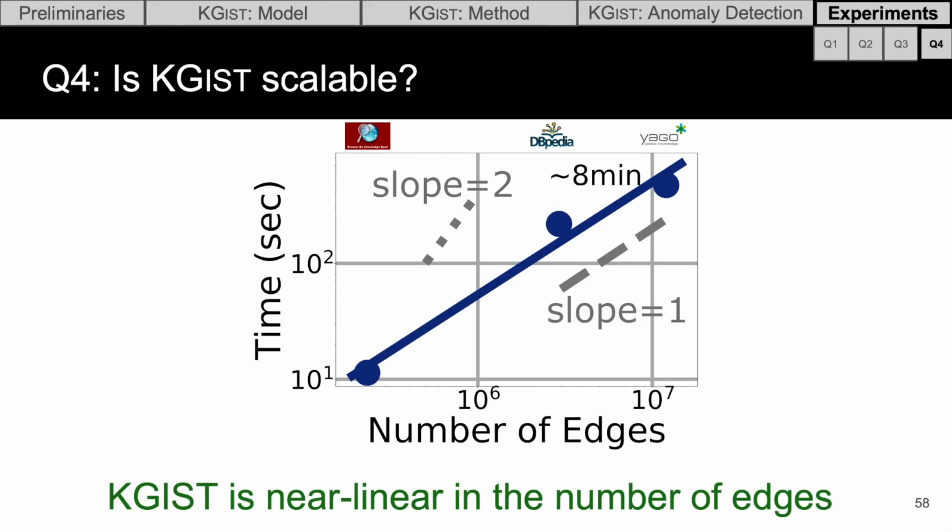Our final research question is whether Kgist is scalable, and running it on 3 different graphs, we observe that Kgist is near linear in the number of edges.